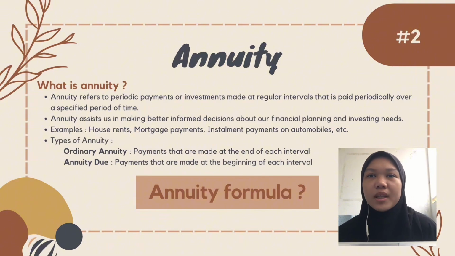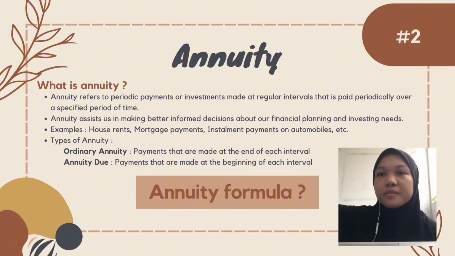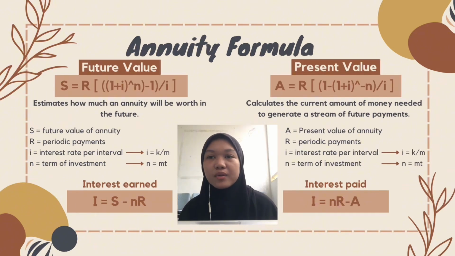There are two types of annuity, which are ordinary annuity, where payments are made at the end of each interval, and annuity due, where payments are made at the beginning of each interval. Annuity has two formulas, which are future value and also present value.